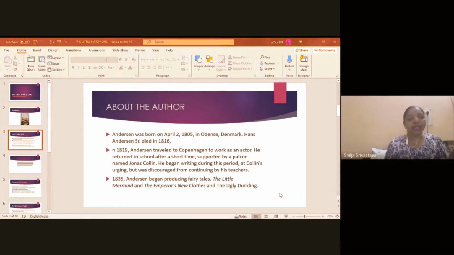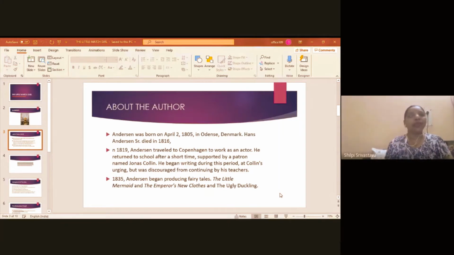So in 1819, Andersen traveled to Copenhagen to work as an actor. He returned to school after a short time, supported by a patron named Jonas Collin. Now, a patron is a person who funds your organization. For example, there are NGOs, and the NGOs need money. So where do they get this money from? Sometimes the government provides funds, or sometimes they get themselves attached to some corporate companies who give money. So that is funding. So in the olden days, it was mostly the king or some royal person.